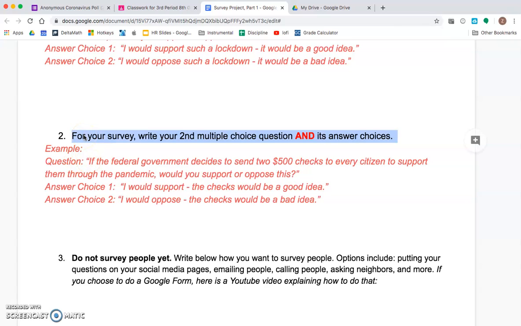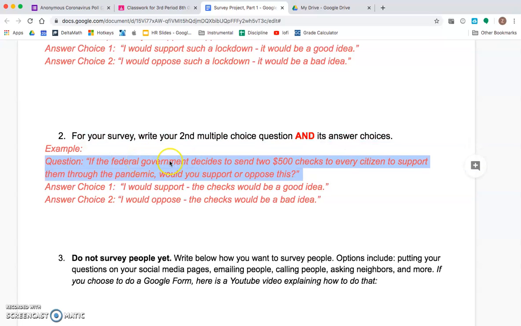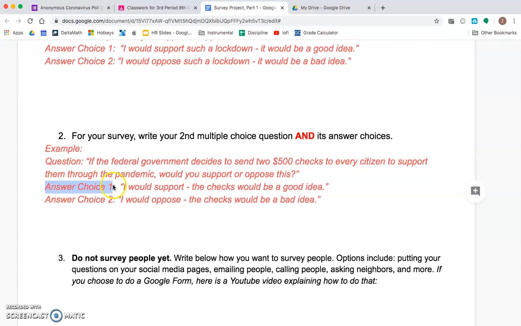And then for question 2, you're writing your second multiple choice question and all of its answer choices. So here's the second question from my survey where I asked people about the 2 $500 checks. Here is answer choice 1 to that question. I would support. Here is answer choice 2. I would oppose. Okay. So down here, you are going to write that question and all of its answer choices.